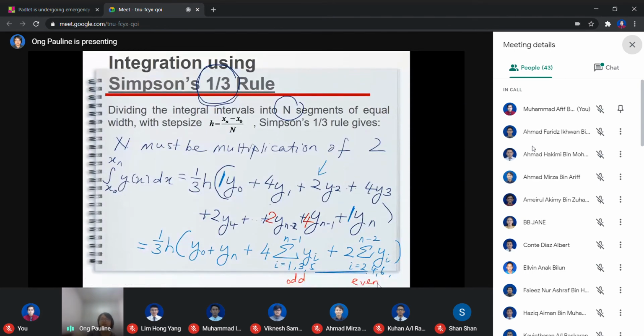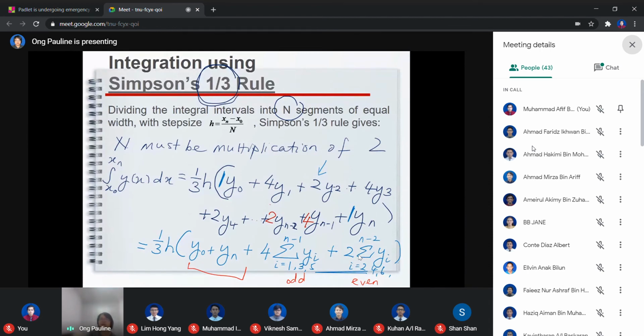So you can split the calculations into 3 categories here. The first category you multiply to 1. The second category, for the y odd number, y1, y3, y5, and so on, you multiply to 4. And the third category, when your y is even number, so you have y2, y4, y6, you multiply to 2. So we will look at it later here. So this is the equation for the Simpson's 1 over 3.